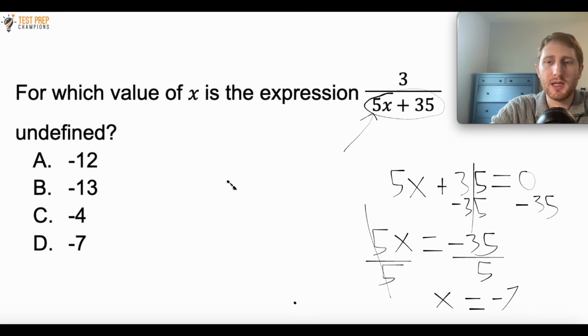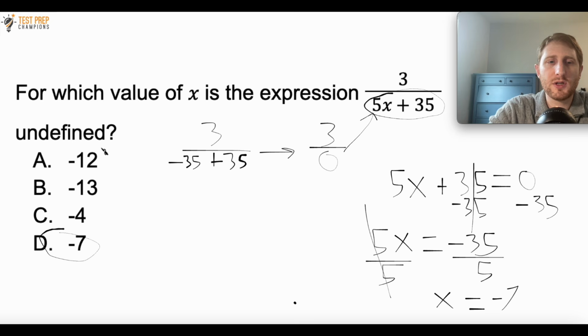So again, for a question like this, what you have to do is take the denominator, set it equal to 0 and solve for x. And the reason why this makes sense is because we can never get a 0 in the denominator, right? In math, we can't divide by 0. So we want to figure out which value of x will result in a 0 in the denominator. If I plug negative 7 in here for x, I'll have 3 divided by negative 35 plus 35. Now, negative 35 plus 35 is 0, right? And we can't divide by 0.